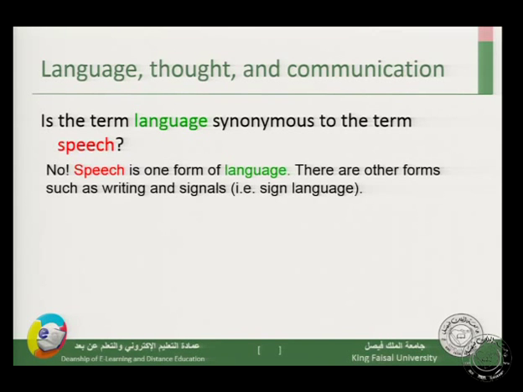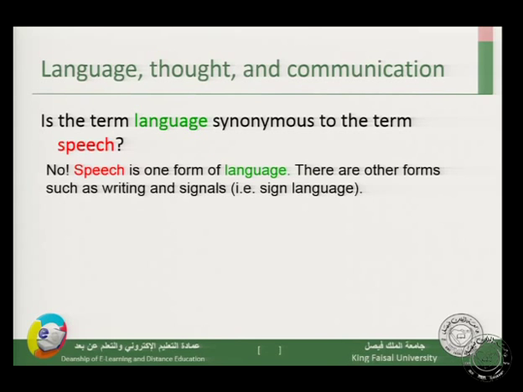There are other forms such as writing and signals, that is sign language. These are called forms of language. So speech is just one form of language. There are other forms such as writing and signals or sign language.